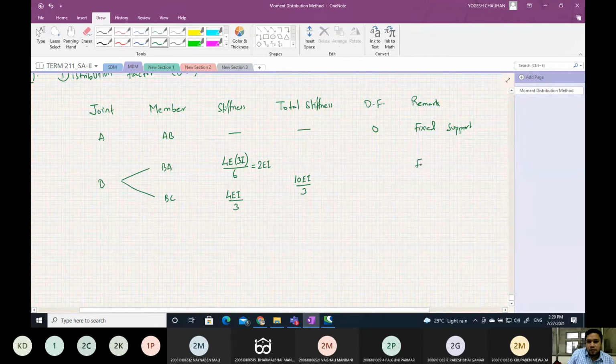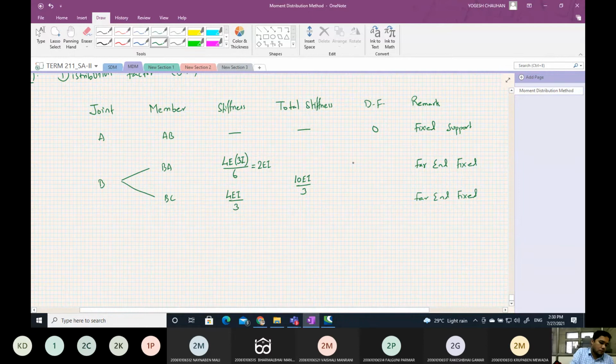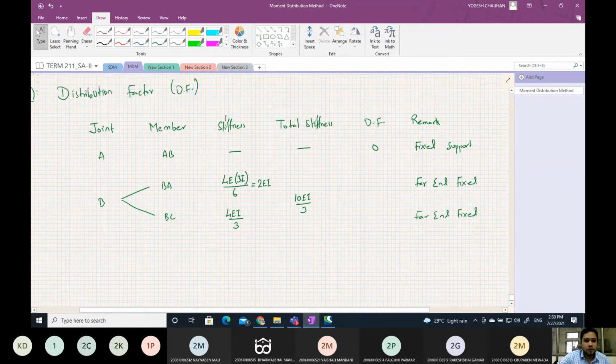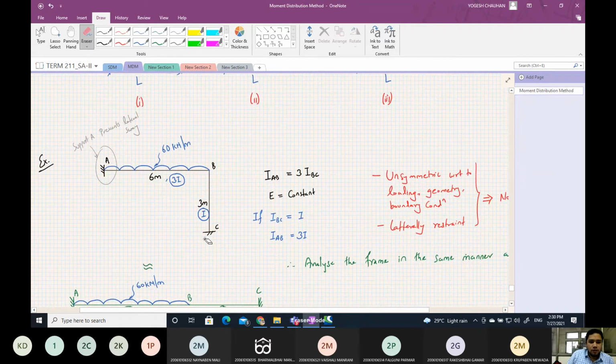Here you can add the far end fix in the remark column, far end fix. Here also far end fix. That is why we are using 4EI by L. What is the distribution factor here? Wait a minute. There is a hinge support here and not the fixed support. In the given problem, there is a hinge support.